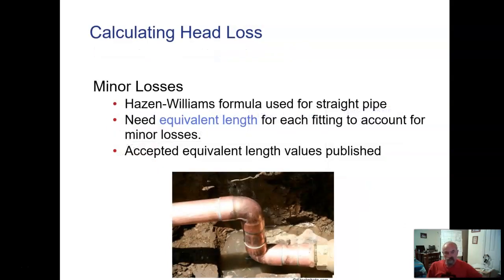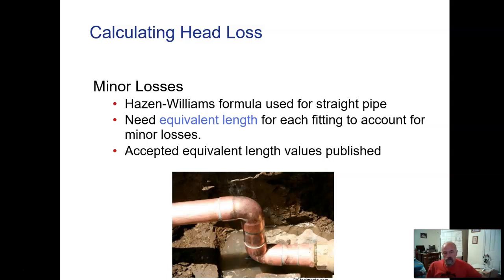Minor head losses. When considering these, I'm sure you can imagine looking at this picture, you've got two sharp edges. Think of it like a car. You're not going to be going along at 100 miles an hour, hit that right-hand turn, and then another left-hand turn, and still be doing that same speed, all right?